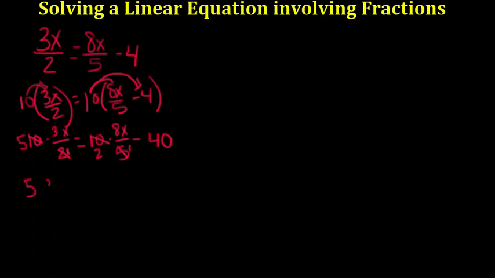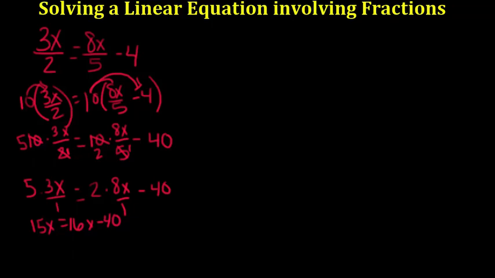So now we have 5 times 3x over 1, which is the same thing as 3x. And we have 2 times 8x over 1, which is the same thing as 8x, minus 40. So 3 times 5 is 15. So we have 15x is equal to 2 times 8 is 16, 16x minus 40. So from here, we want to solve for x.